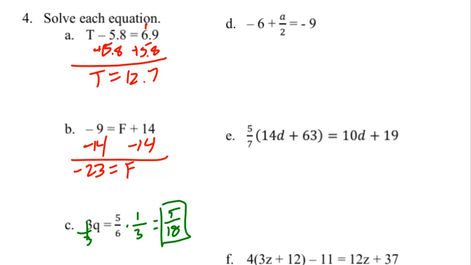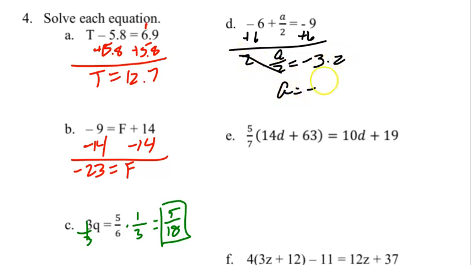Letter D, here I need to get the a over 2 by itself, so the opposite of subtracting 6 is adding 6, so I add 6 to both sides. And now I'm left with a divided by 2 equaling a negative 3. The opposite of dividing by 2 is multiplying by 2, so I do that on both sides, and a is going to equal a negative 6.